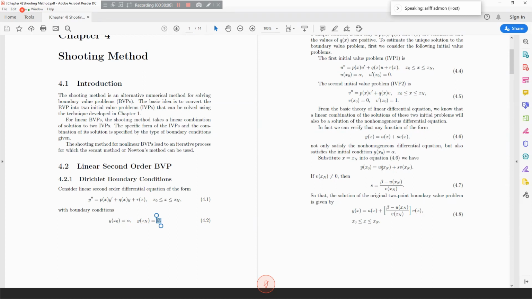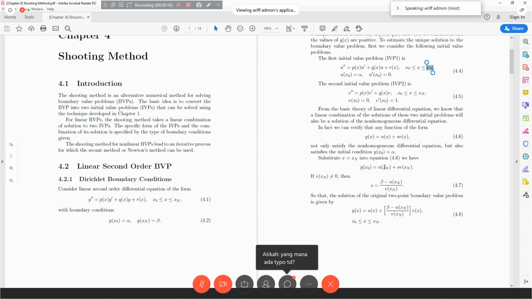Okay, u at n, you can get the value from your IVP1, because later you will get the solution for u at x equal to xn. You substitute. How about v at n from IVP2? You will solve this IVP2, and at the end you get the solution for v at n. Use that value, substitute here. Now we have the value of y at n, which is beta, u at n from your IVP1, and v at n from your IVP2. Then you can find the value of s.